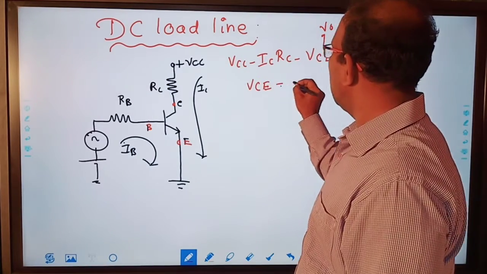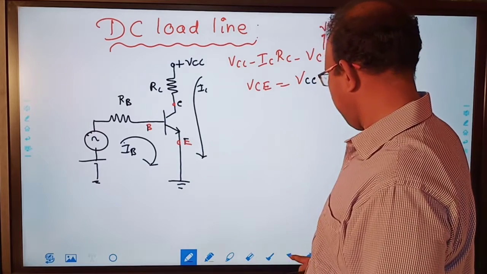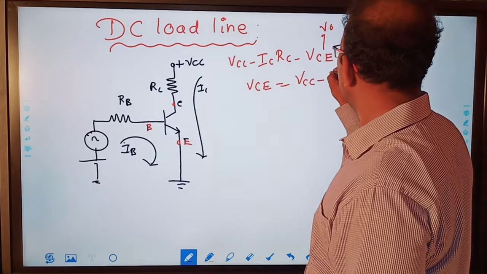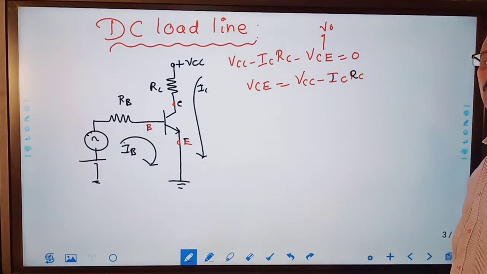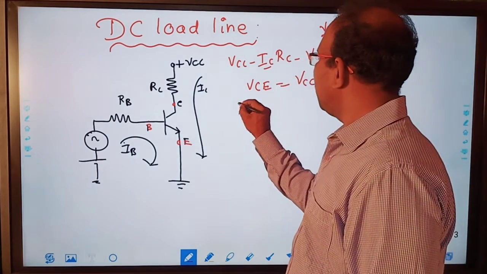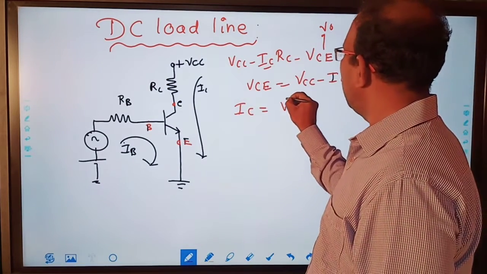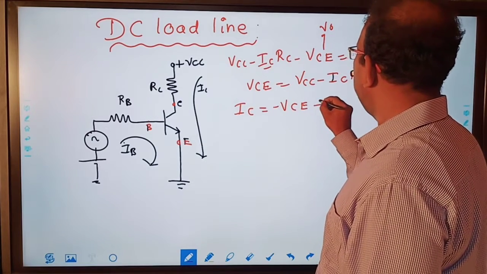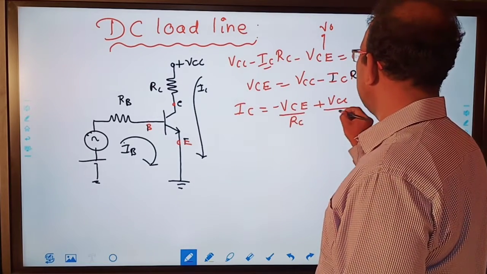So what is VCE? VCE equals VCC minus ICRC. Now if you want to check the current, what is the current here? This current IC, if I take IC to this side, will be minus VCE plus VCC upon RC.